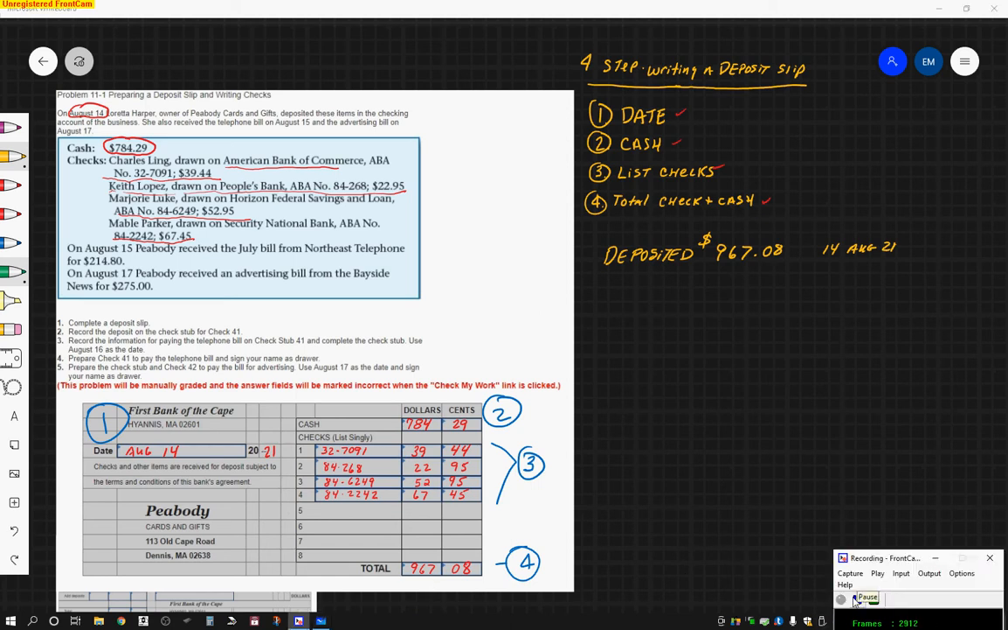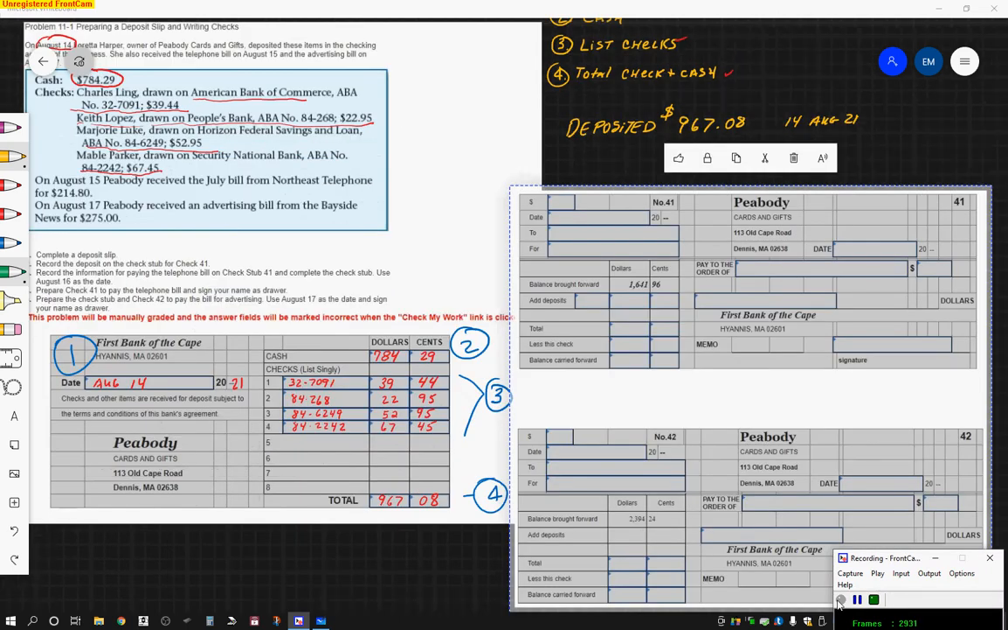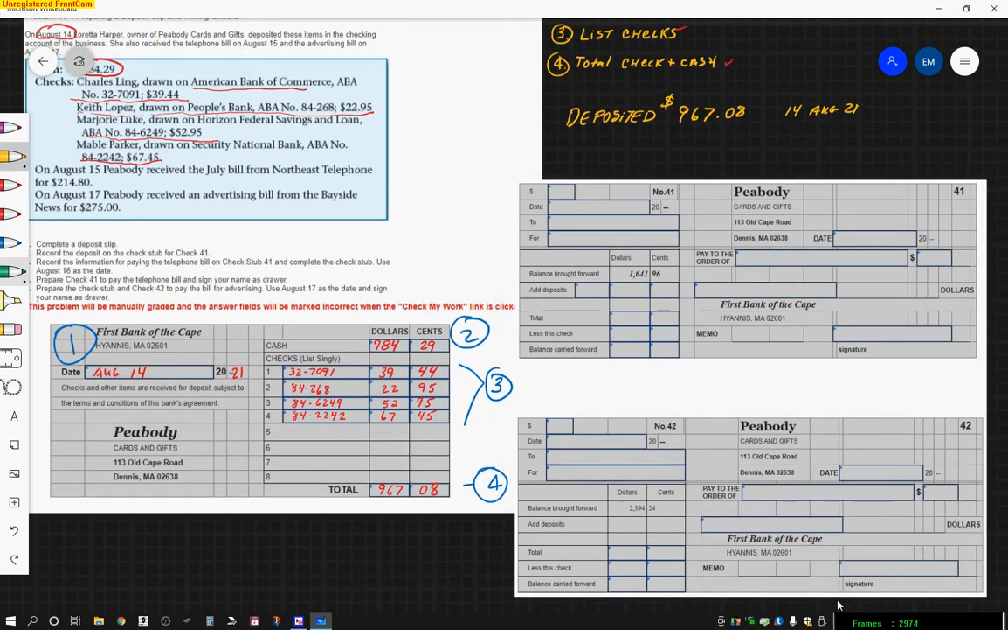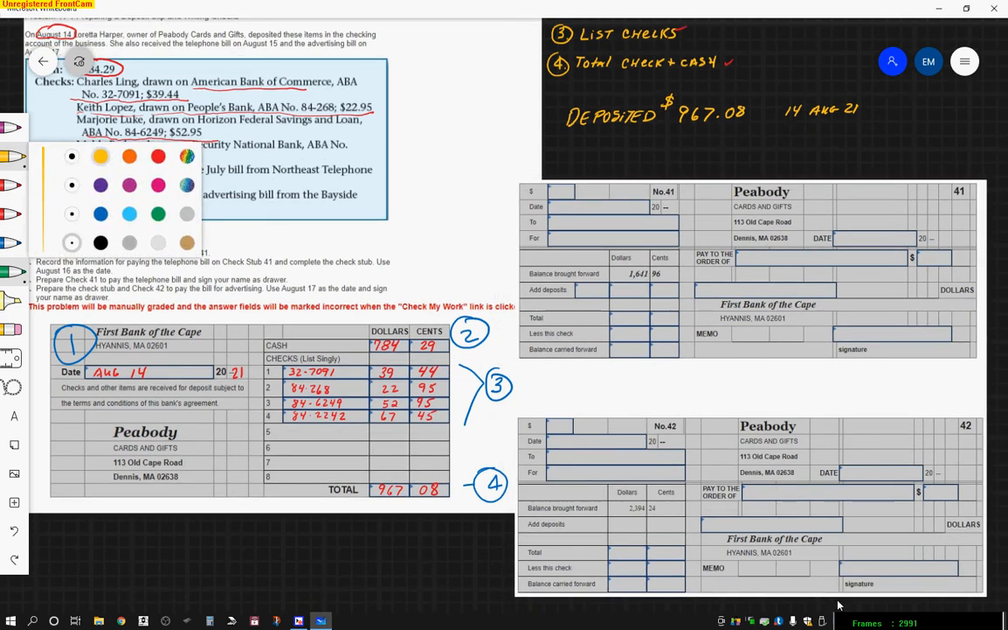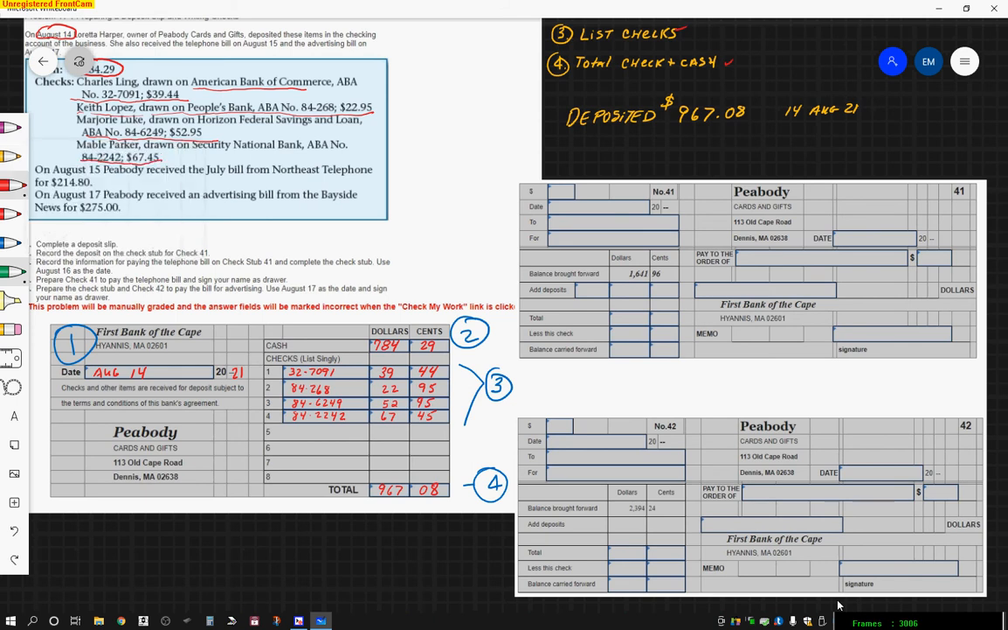Stand by. Okay, let's continue with the problem. The first thing we did was complete the deposit slip, so we have that squared away. And let's make that red if we can get a line on there. Why is that not writing for me?